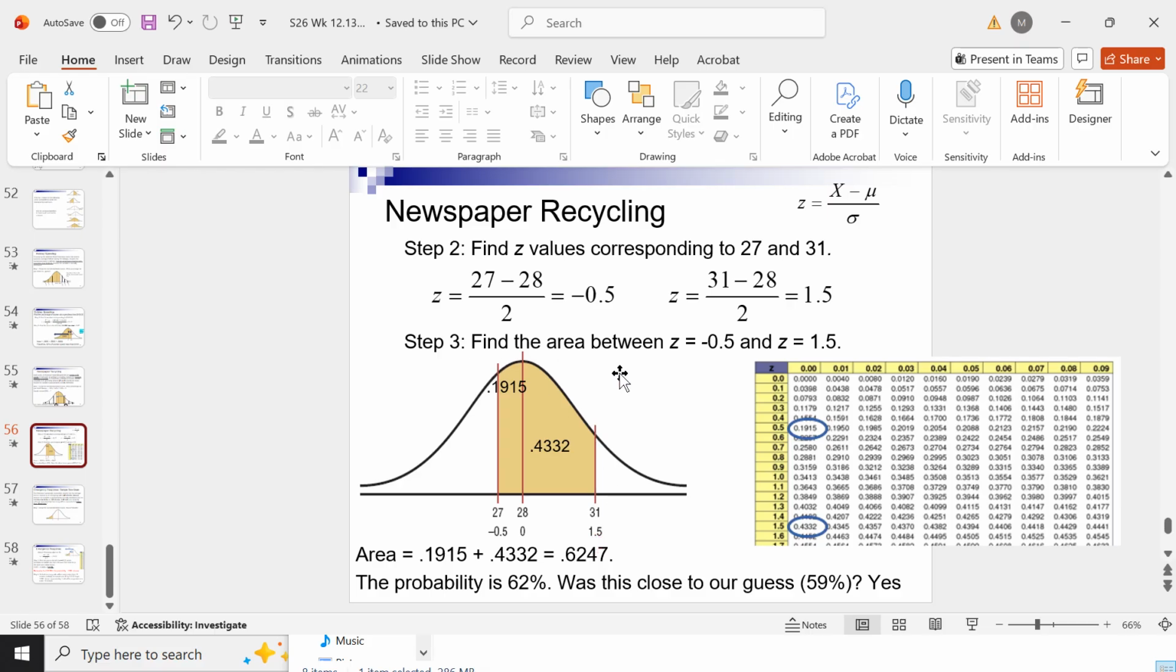Now find the areas between each, right? Because using this table, I'm able to measure that distance, and then I have to do another Z, and I measure it out again, right?